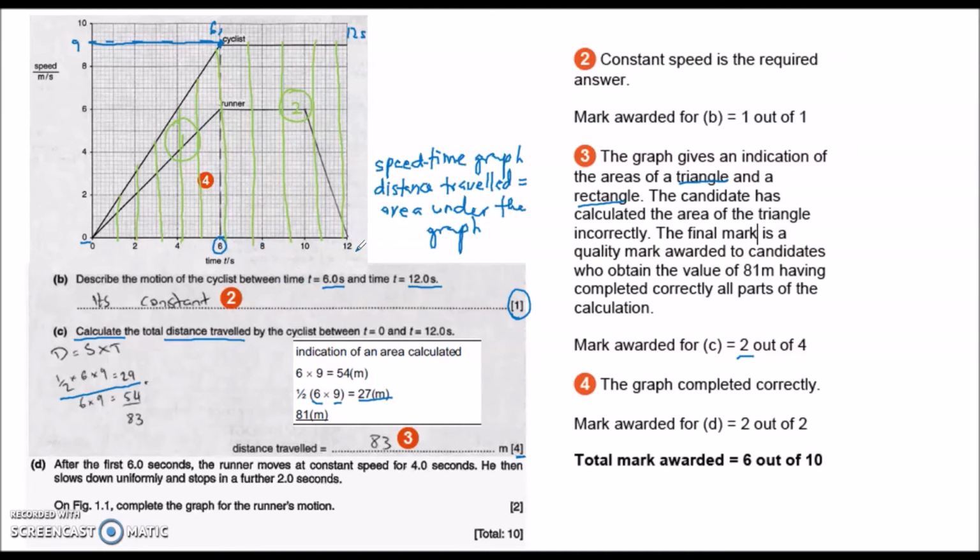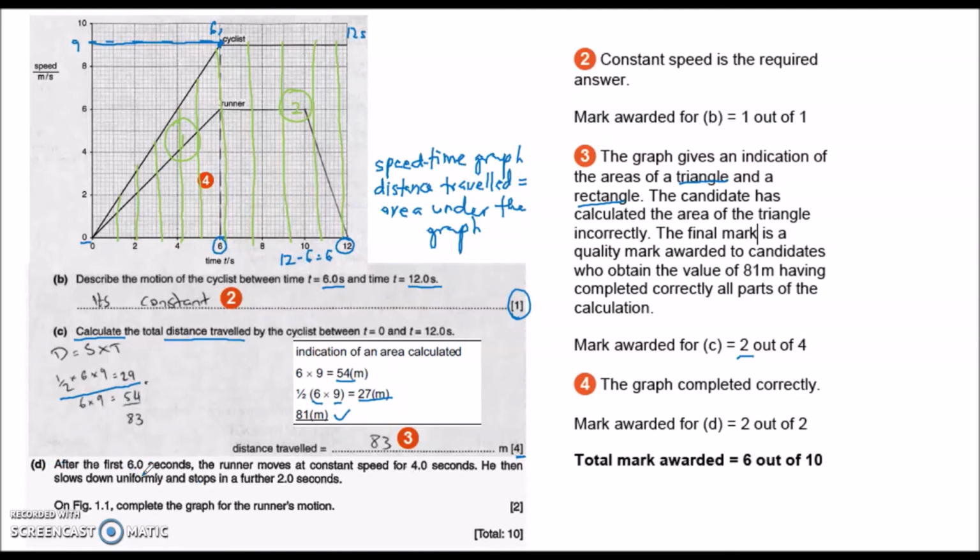Then the rectangle, 6 times 9 also. The width of the rectangle is 12 minus 6, which is equal to 6, and then the height is 9 also. Then we get 54, and we add them up to get the final total distance travelled for the cyclist between T0 and T12 seconds, which is equal to 81 meter. Okay, now we go to the next question.